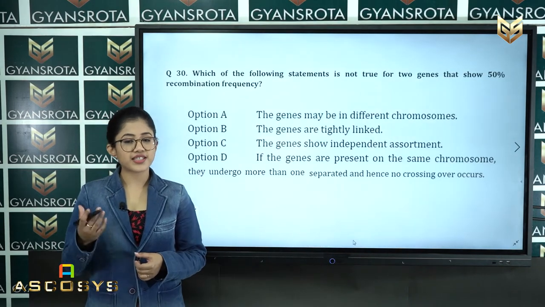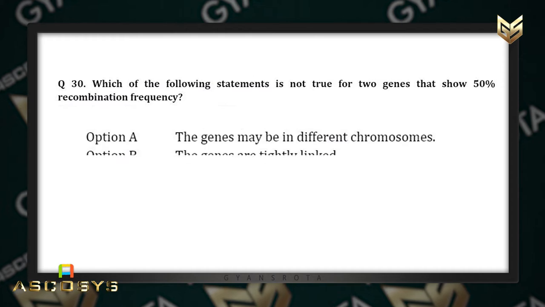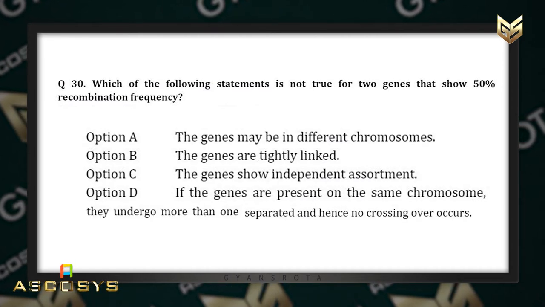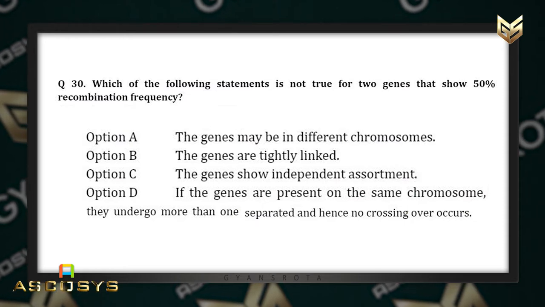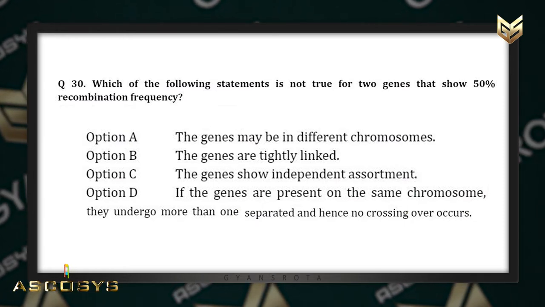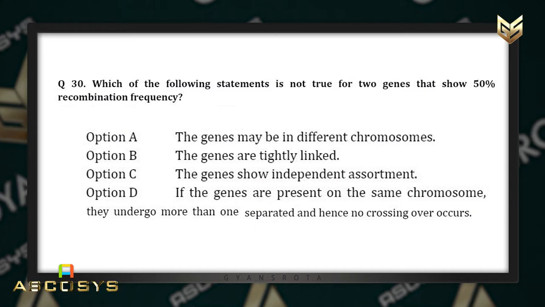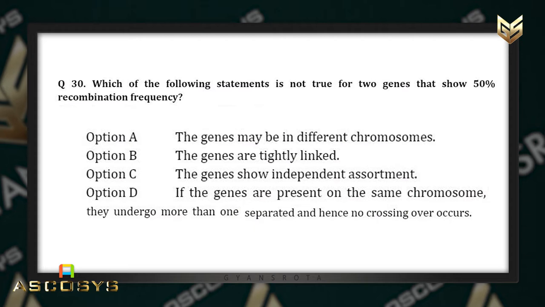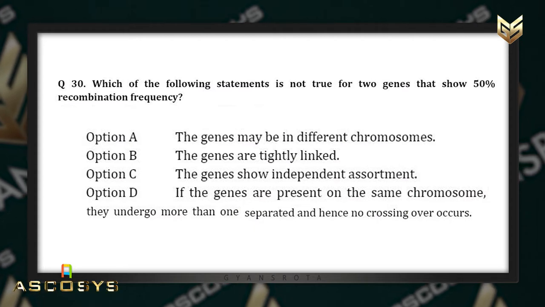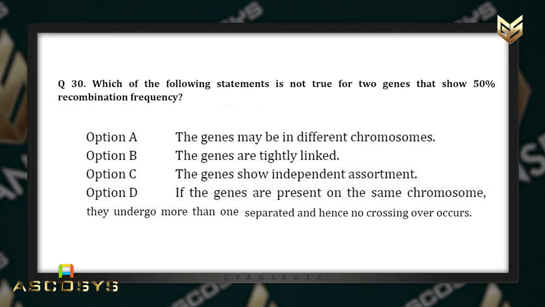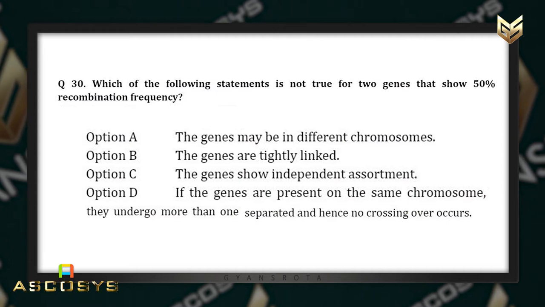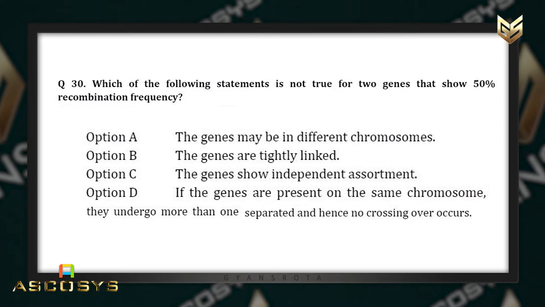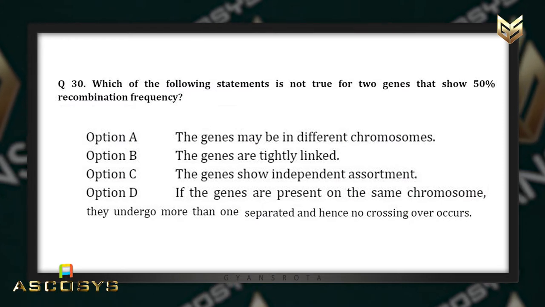In this question, you can see which of the following statements is not true for two genes that show 50% of recombination frequency. Option A, the genes may be in different chromosomes. Option B, the genes are tightly linked. Option C, the genes show independent assortment. Option D, if the genes are present on the same chromosome, then they undergo more than one crossing over and hence no crossing over takes place.